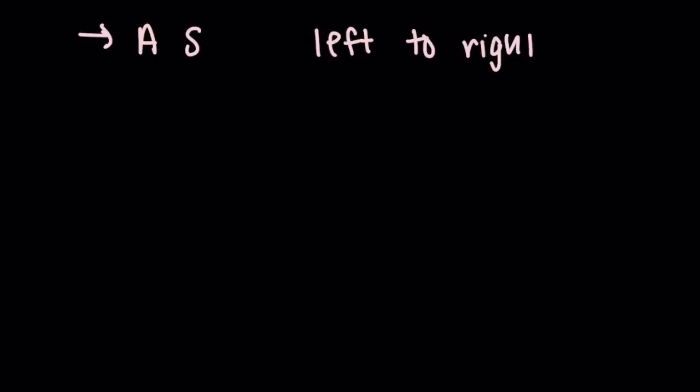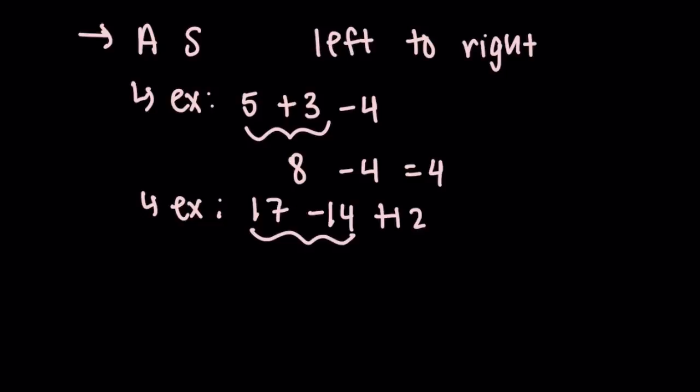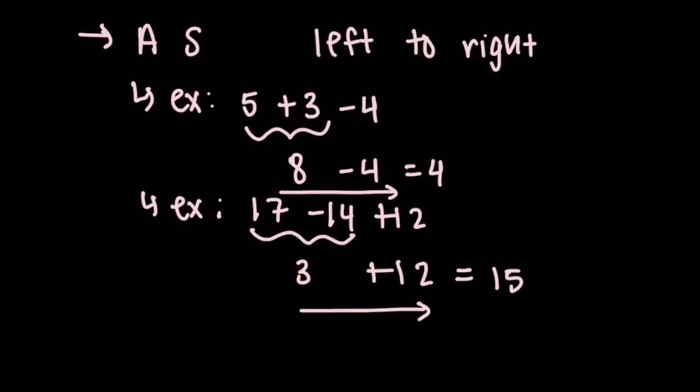When you have addition and subtraction, you follow the same rule by working left to right. For example, if you have 5 plus 3 minus 4, you would first do 5 plus 3, which is 8, and then subtract 4 to get 4. Another example is if you have 17 minus 14 plus 12. In this case, you would do 17 minus 14, which is 3, and then add that to 12 to get 15. Notice again how we worked left to right. Now, let's move on to some practice problems.